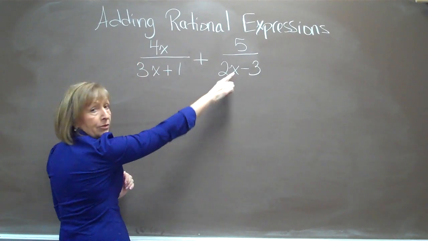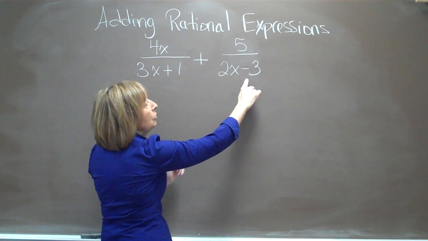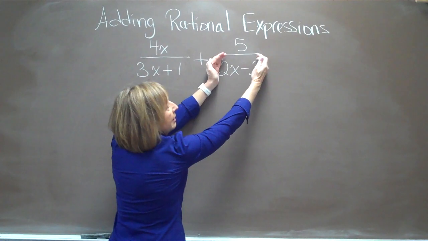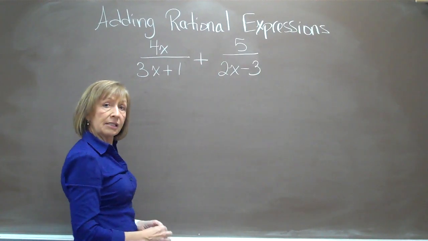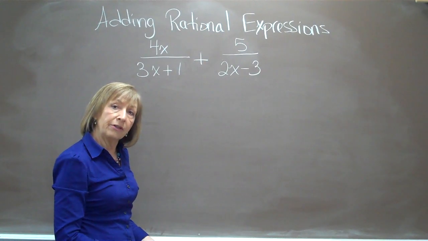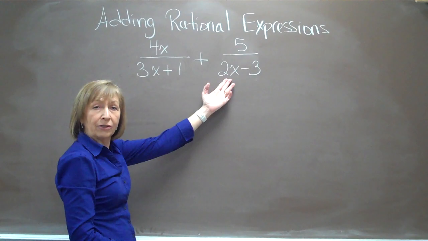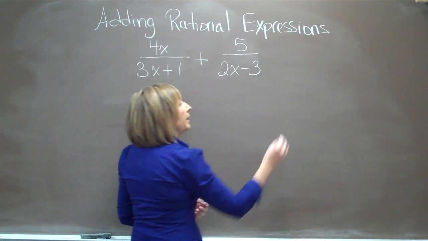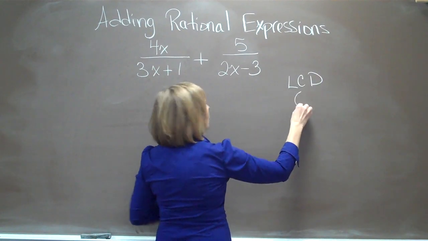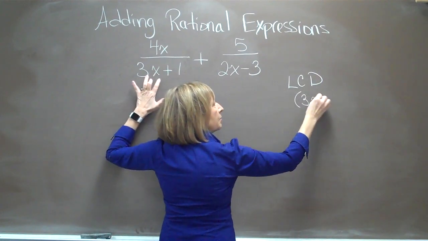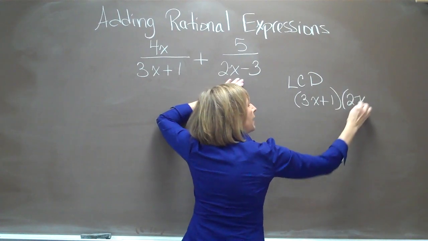Now in the other denominator, I have 2x minus 3. Again, it's a two-term expression, and the length of the fraction bar is a grouping symbol. Neither of these expressions factor any further, so they don't share any factors between these two denominators. Therefore, my lowest common denominator is going to be the factor 3x plus 1 times the 2x minus 3.